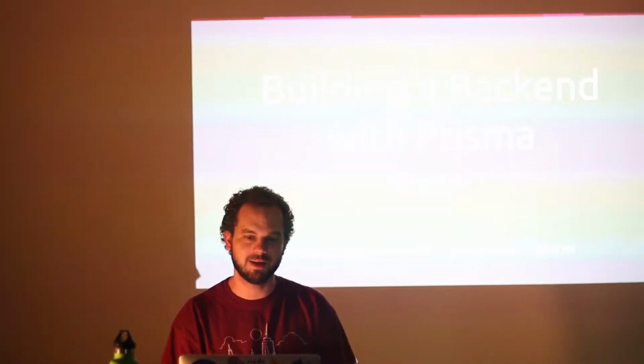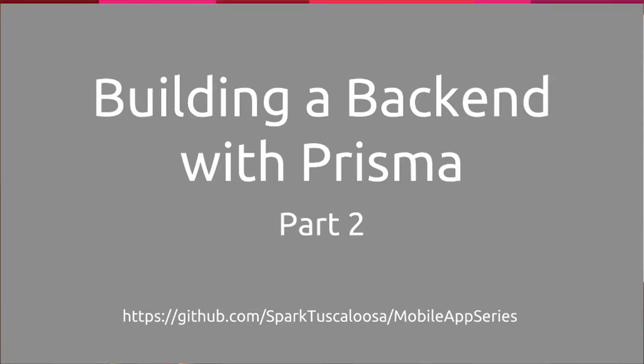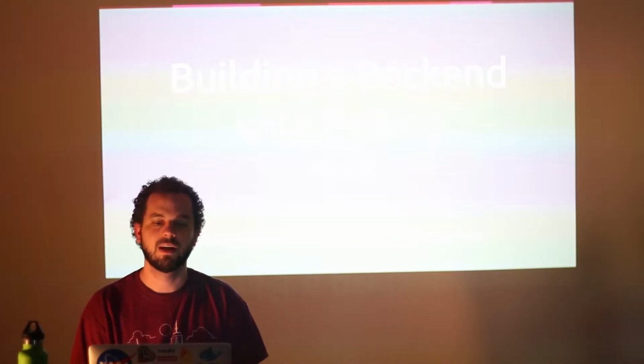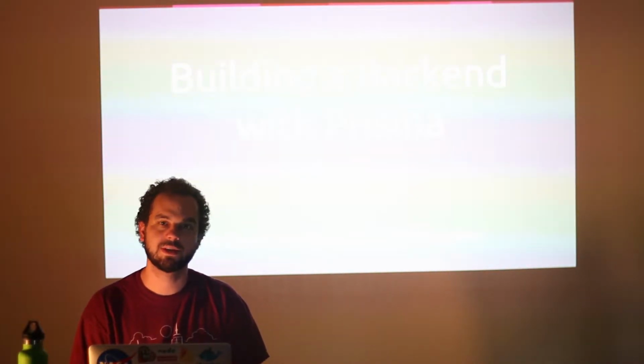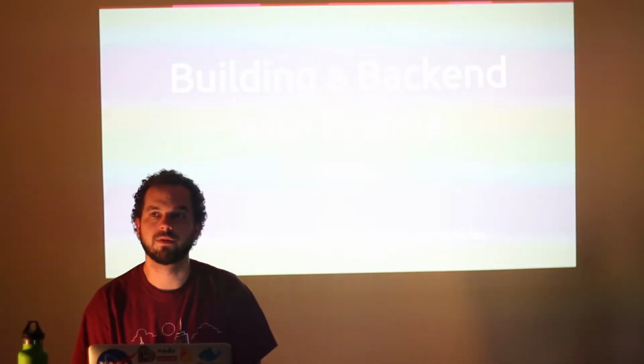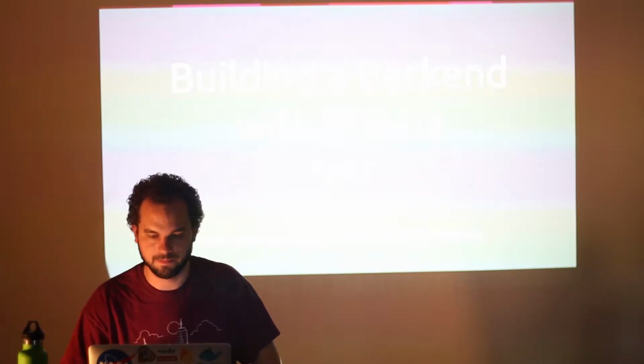So like Josh was saying, this is building a backend with Prisma. It's the second part. If you would like to follow along, I posted this in the Slack, but I'm not sure if everyone's there. If you go to that GitHub repo, in part 2, there's some instructions. Essentially just to download and install Prisma and download Docker for whatever type of machine that you're using.